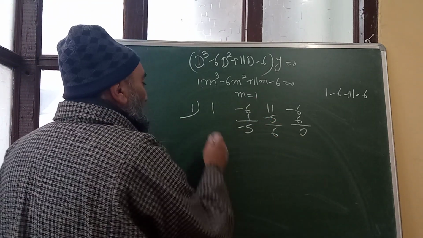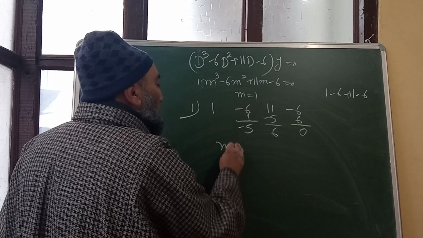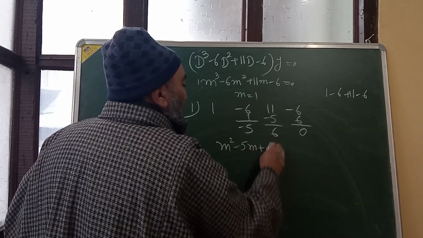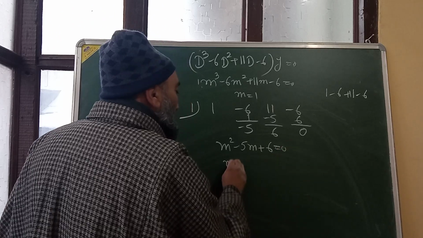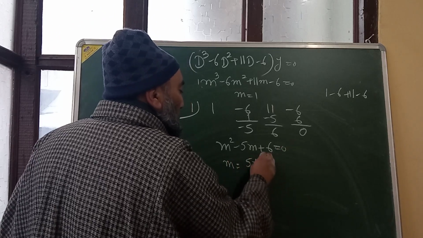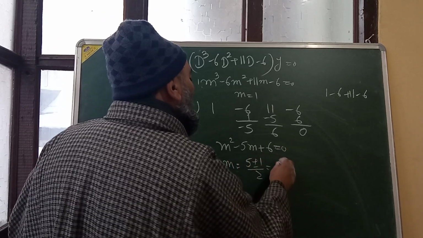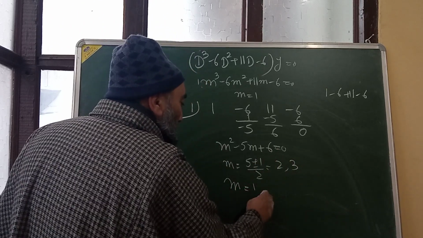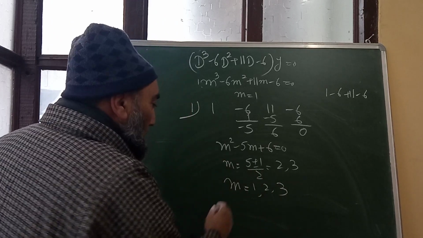So this is the differential equation: 1 into m square, minus 5 into 1, m, and 6 equals 0. Now this gives what is m? 5 plus minus 1 by 2. 5 minus 1 is 2, 5 plus 1, 3. So your m's are 1, 2 and 3. What is the complementary function?